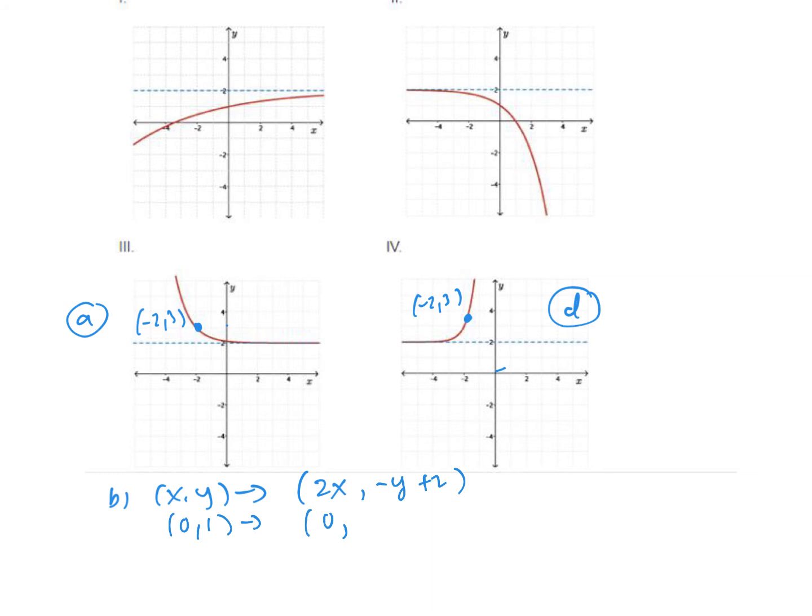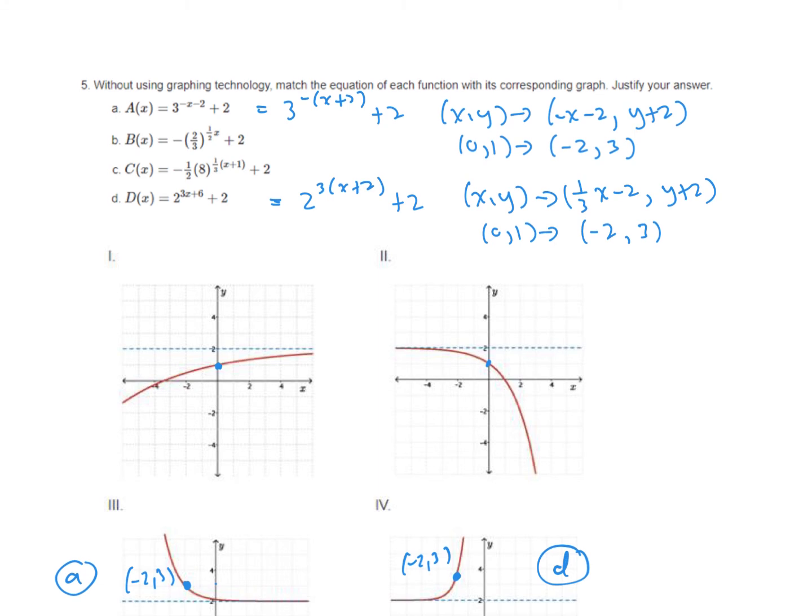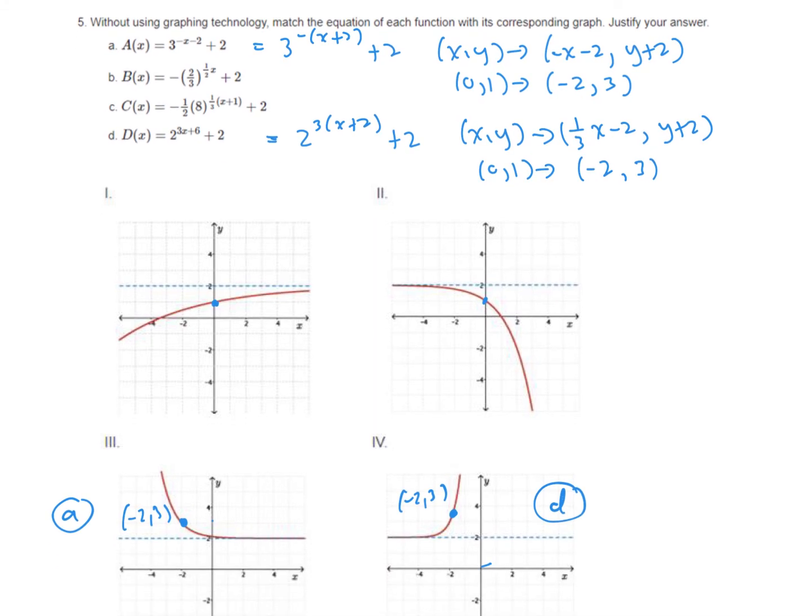Okay, back to this. Sorry, my pen died. So 2 times 0 is 0. -1 plus 2 would be 1. So we're looking for the graph that passes through 0, 1, reflected vertically. Well, it looks like they both pass through 0, 1, so that's not going to help us. And they both reflected vertically. So what was the other equation? The other equation also has to go vertically compressed by 1/2. And so I would say that this is B and this is C, because this one is steeper and the base is bigger. So that would result in a steeper graph.